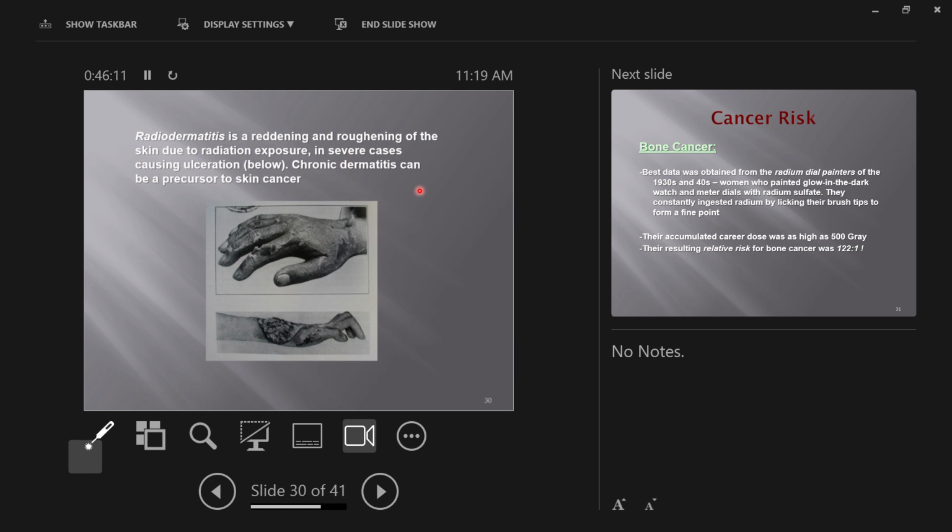Prior to that happening, it was pretty common to develop skin burns on the body parts that were exposed to radiation. We call that erythema of the skin, and the effect is called radiodermatitis, skin inflammation due to radiation exposure. Reddening and roughening of the skin due to radiation exposure, in severe cases causing ulcers, and chronic dermatitis was a precursor to skin cancer.